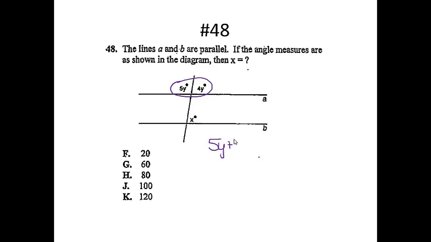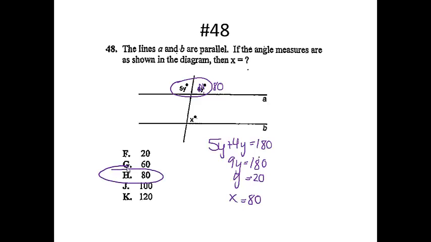So I know that 5y plus 4y is equal to 180. So 9y is equal to 180. So y has to equal 20. So if y equals 20, this angle would be 80. And since lines A and B are parallel, I know that these are corresponding angles. They're in the same spot, so they must have the same angle measure. So x also has to equal 80, which would be choice H.